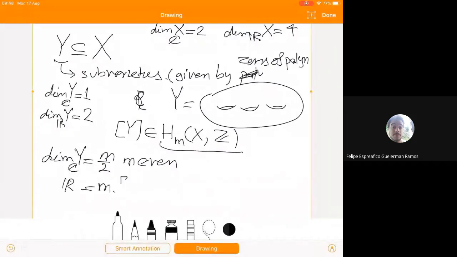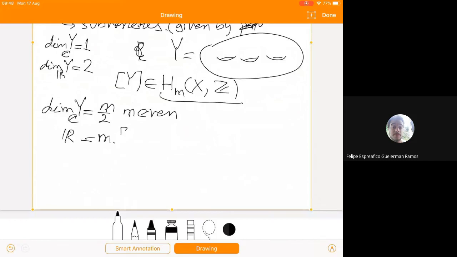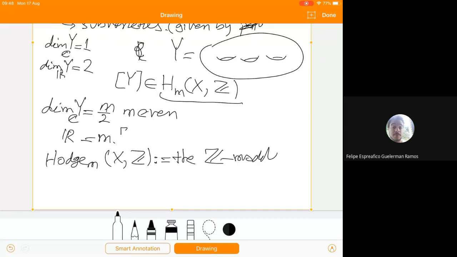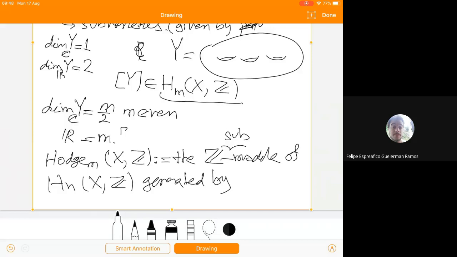Okay, so let's try to finish. So let's define Hodge^m(X, C), the Z-submodule of H_n(X, Z) generated by all these algebraic things.